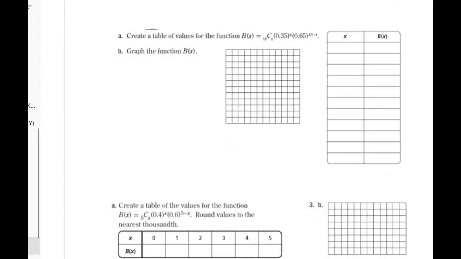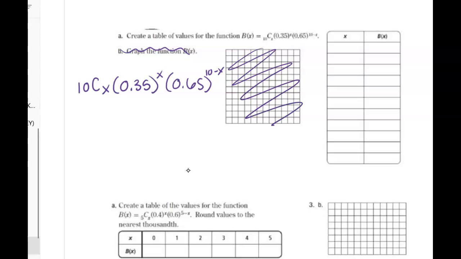So on this next page, we're going to create a table of values. So if you can't read this very well, that says 10Cx times 0.35 to the x, times 0.65 to the 10 minus x, okay? Part B, we're not going to do, don't worry about graphing, that's not a big deal. But let's fill out the values, okay?